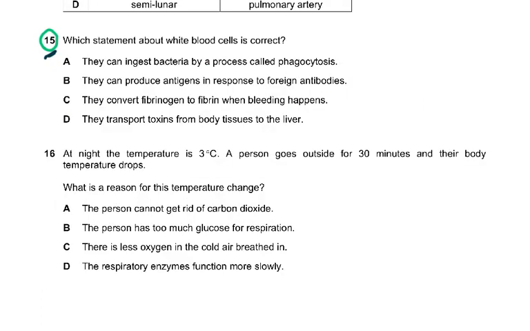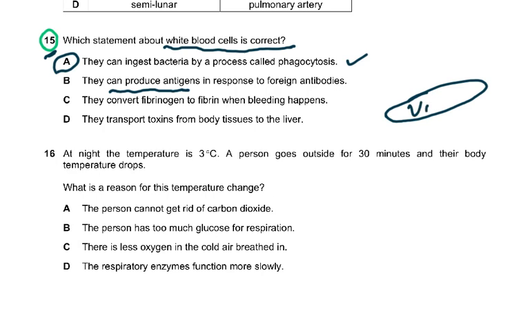Another question which was tough: which statement about white blood cells is correct? They can ingest bacteria by a process called phagocytosis. Of course, this is the correct answer. But why is B wrong? They can produce antigens. White blood cells do not produce antigens. If a virus enters, it has antigens on its surface, which are surface markings like your face ID. So the virus has antigens. The white blood cell cannot produce antigens. They produce antibodies. So there is a difference between antibody and antigen.